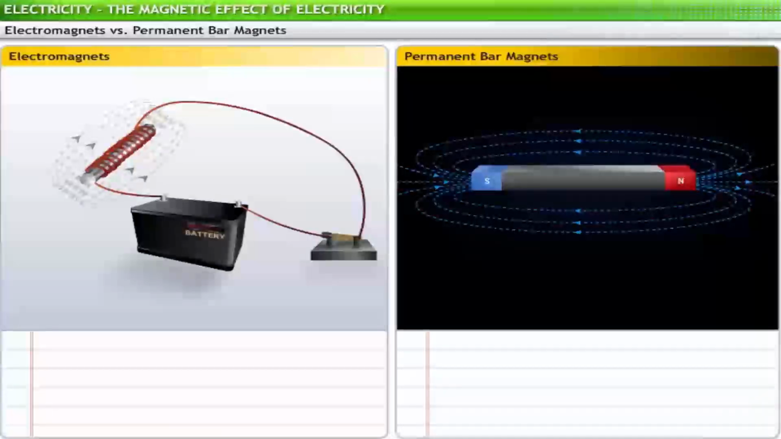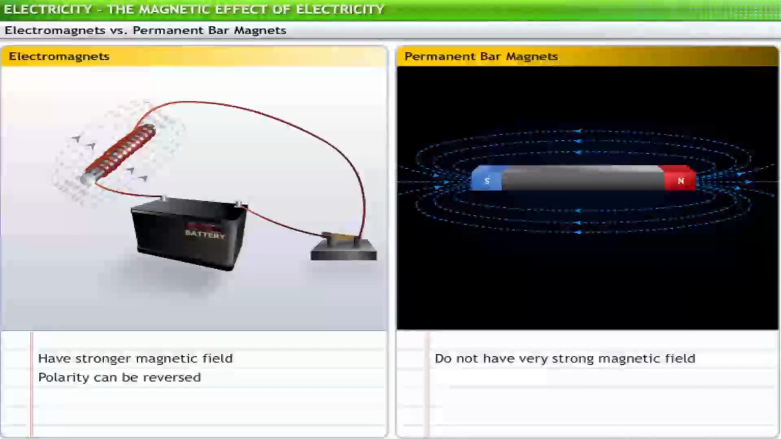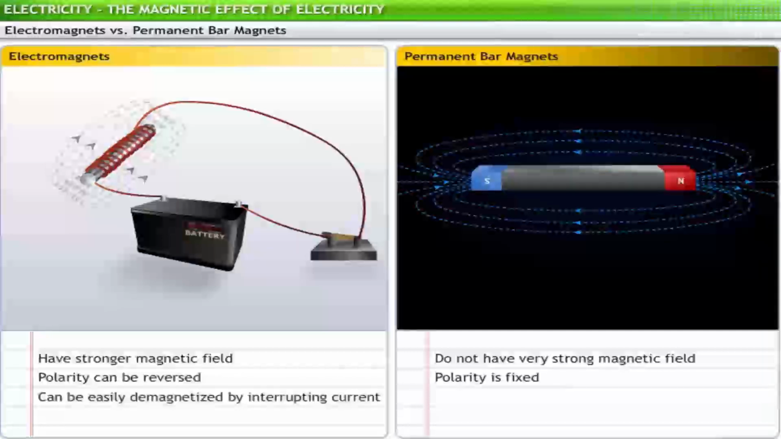Electromagnets are more useful than permanent bar magnets in the following ways. Electromagnets have a stronger magnetic field than permanent bar magnets. It is possible to reverse the polarity of electromagnets, but not in the case of permanent magnets. Electromagnets can be easily demagnetized by interrupting the current.